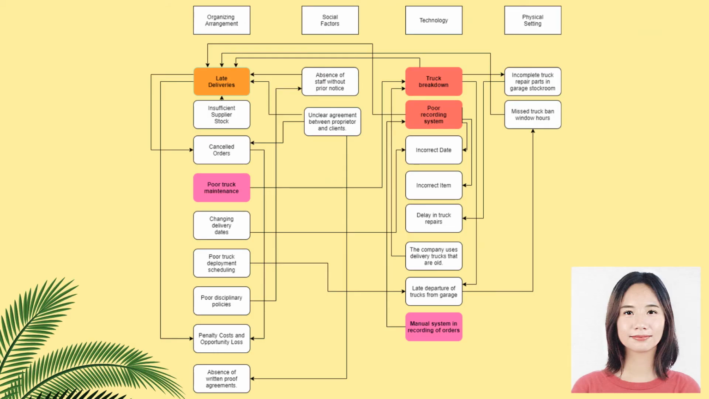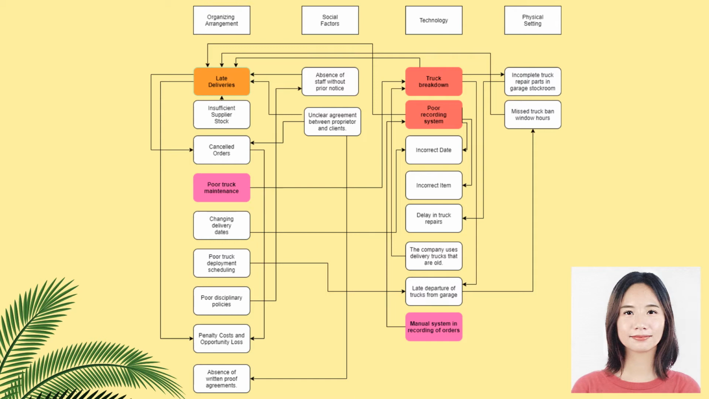To find the root causes of the problem using a stream diagnostic chart, components such as organizing arrangement, social factors, technology, and physical settings were identified. The root cause analysis conducted yielded the following results.